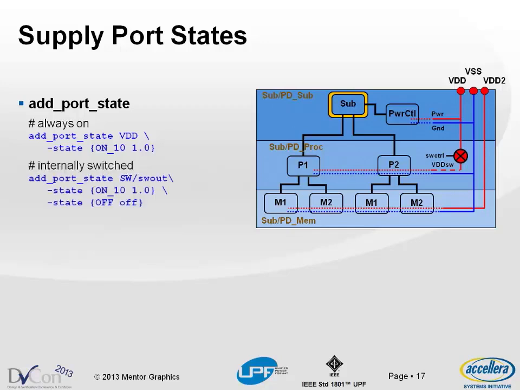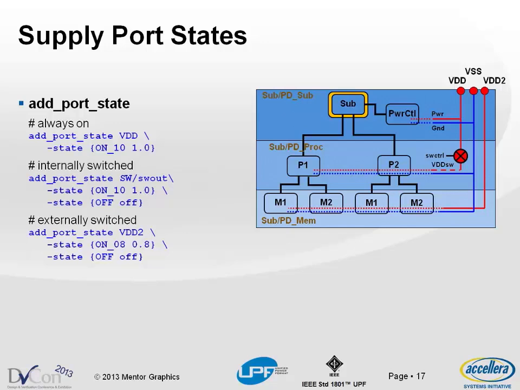Here's a similar statement for an internally switched supply. And in this case, I'm referring to the port that's the output port of the switch. And I'm saying that there are two states. There's an on state where it has the voltage 1.0 and an off state where it's off. In this case, this is the externally switched supply. Notice we also have an on state and an off state. And the voltage is actually different. In this case, it's 0.8 volts. So this is externally switched, obviously, because if it can be in both of those states, but there's no switch here, the switch must be outside.